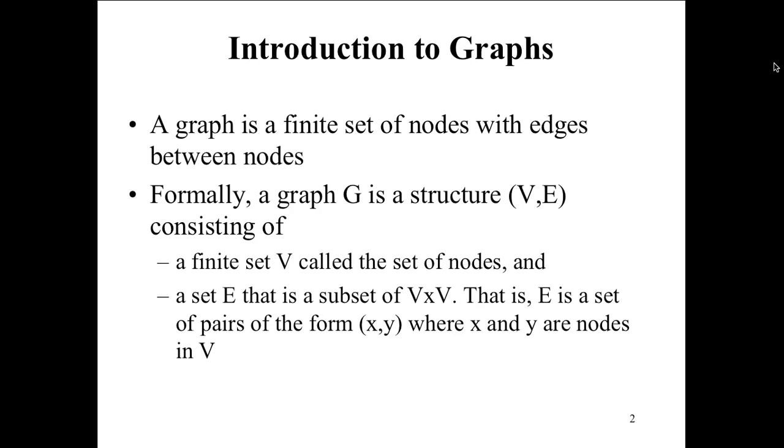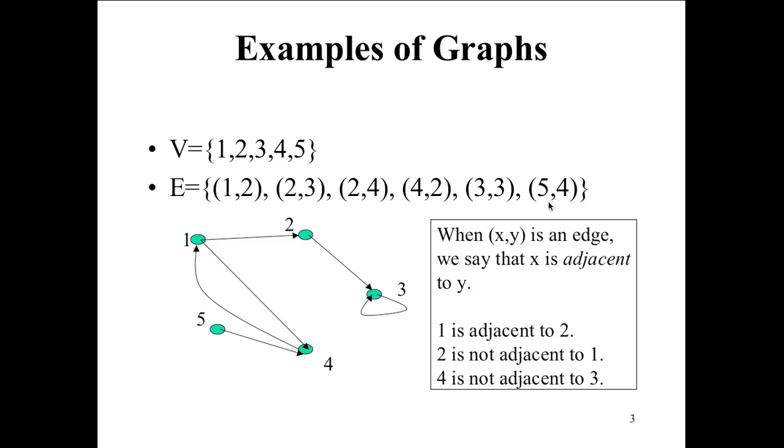Formally, a graph G is a structure (V, E), vertices and edges, consisting of a set V of vertices, called the set of nodes, and E for edges, a subset of V times V. That is, E is the set of pairs X and Y, where X and Y are nodes in V. So let's take a look at this for a second.